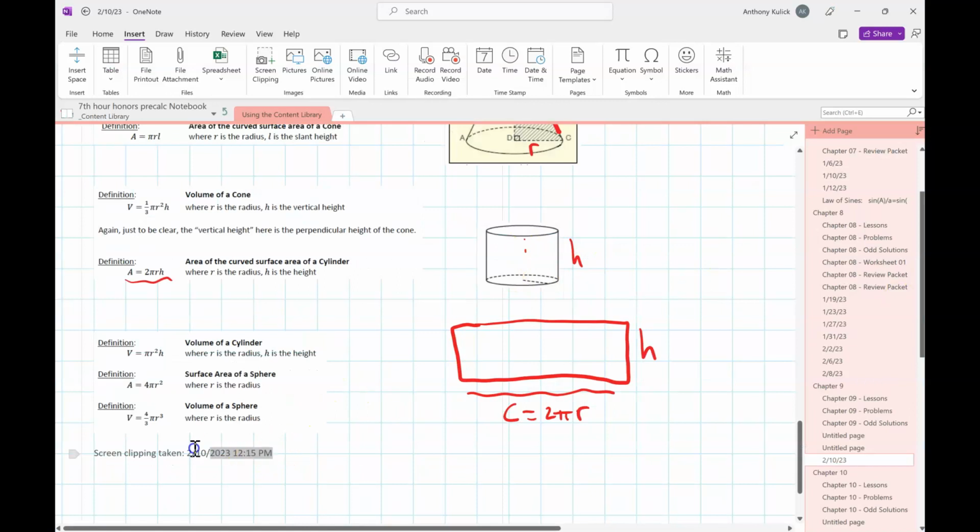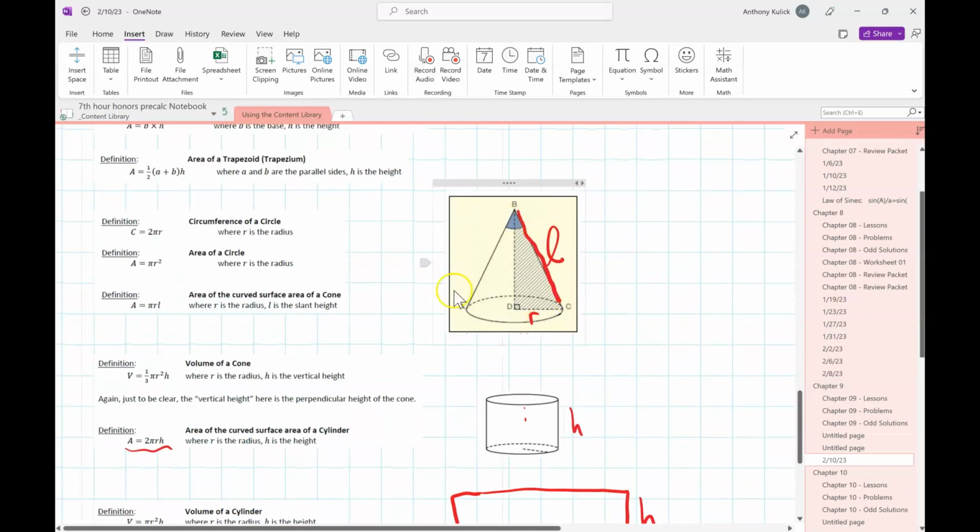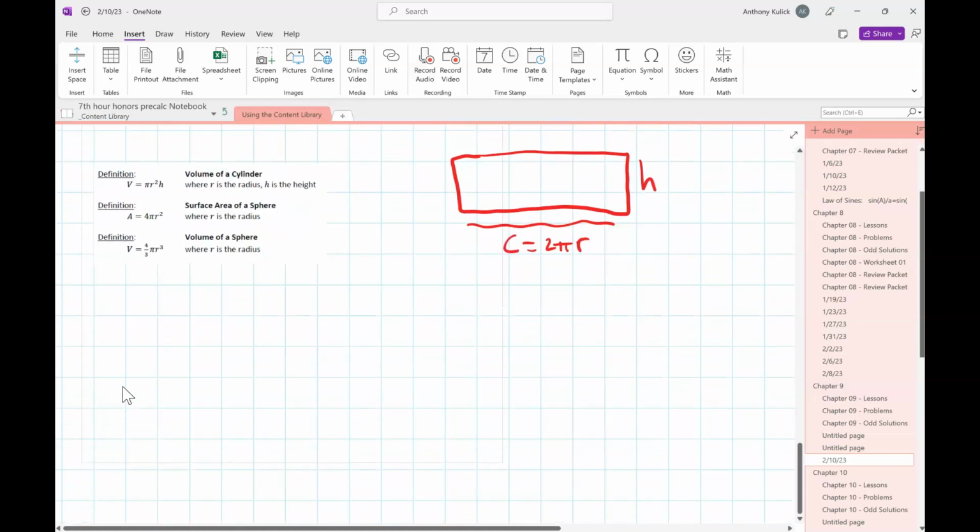Okay, some more volumes. The volume of a cylinder is pi r squared h. Again, what do you notice that is? Area of the base times the height. So for a figure like the cylinder where there's no negative space, it's just area of the base times the height. If there is some negative space like a cone, you'll need some coefficient in front of it because you're only getting a fraction of that space filled. Surface area of a sphere is 4 pi r squared, and the volume is 4/3 pi r cubed.